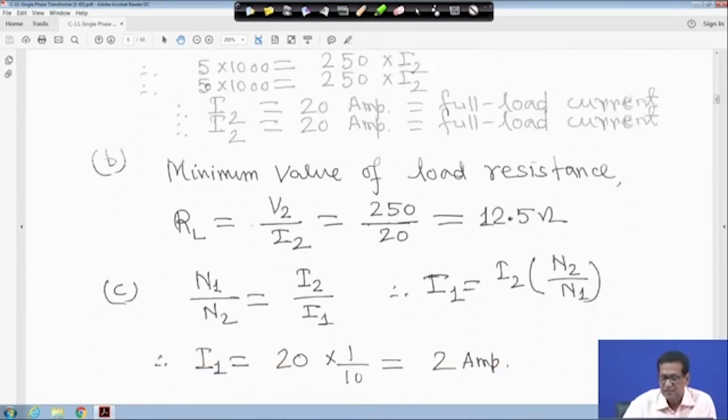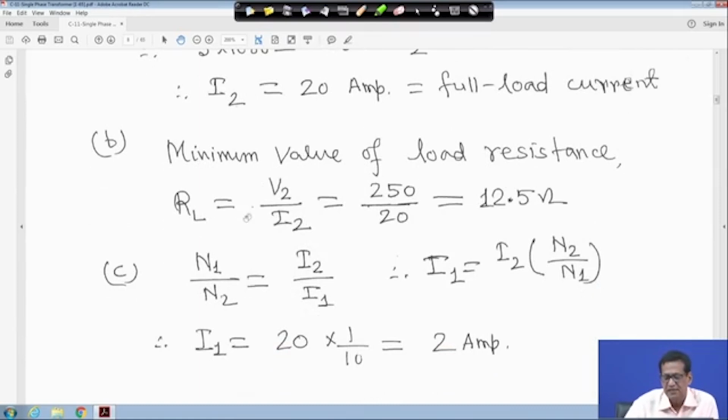Now, B is the minimum value of load resistance. So, RL is equal to just V2 by I2. V2 is given as 250 and I2 we got as 20. So, it is 12.5 ohm.